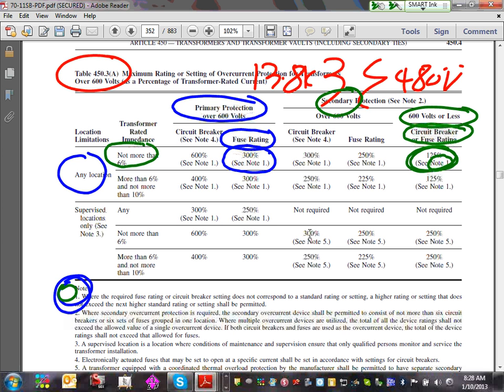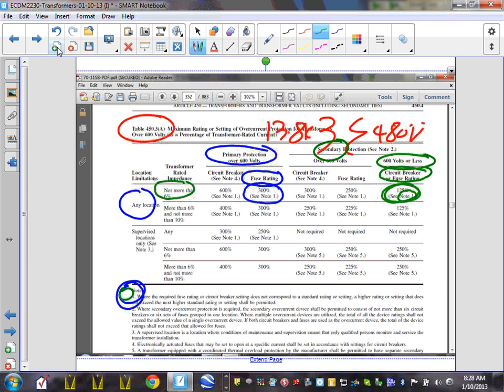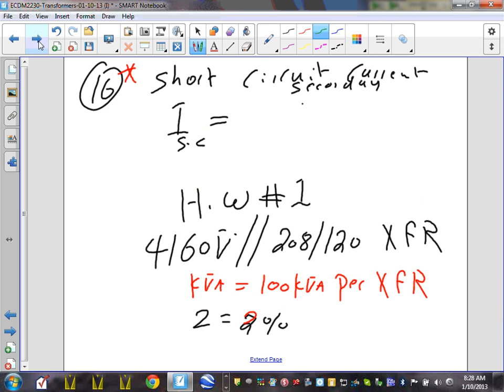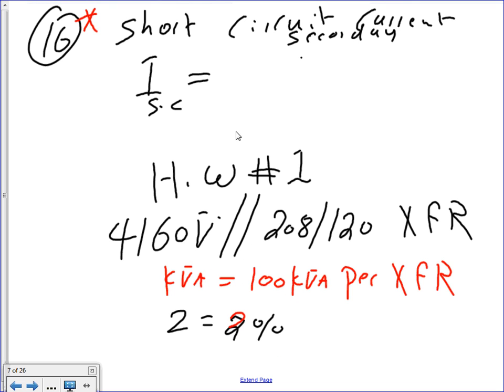Any questions, guys, about this table? Very good point. Okay, so we got that one. We got the 350 fuses. The last thing I want to do, guys, is a short circuit, before I give you the homework. Okay, here's my short circuit.